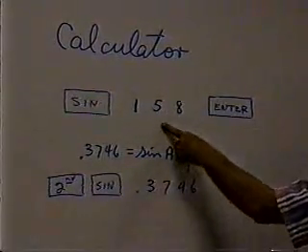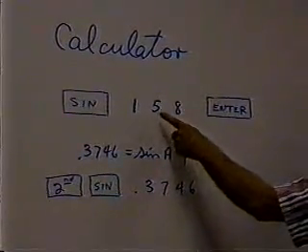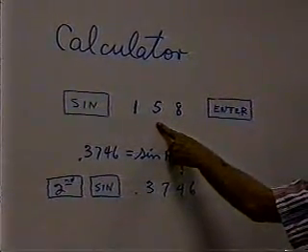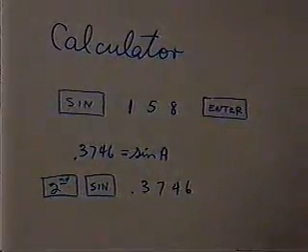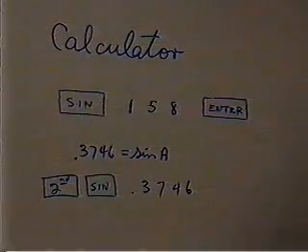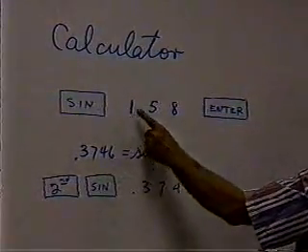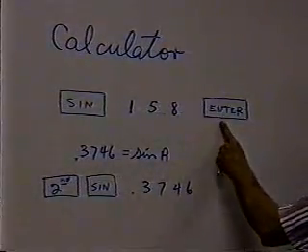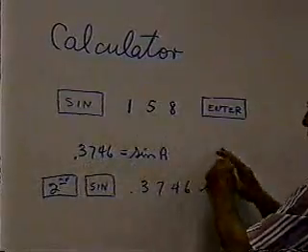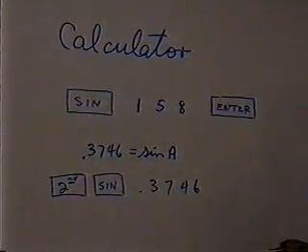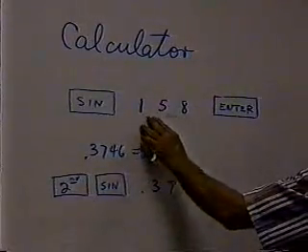Whoops, you better make sure that your calculator is in degree mode. So before you start working with trig, you better go back and look at the mode of the calculator to make sure it's in degree mode. If it's in degree mode, then you type in sine 1, 5, 8, hit the enter button, and you get 0.37460, blah, blah, blah. Okay, and that's nice. And if you do the sine of 22 degrees, you'll get the same answer.